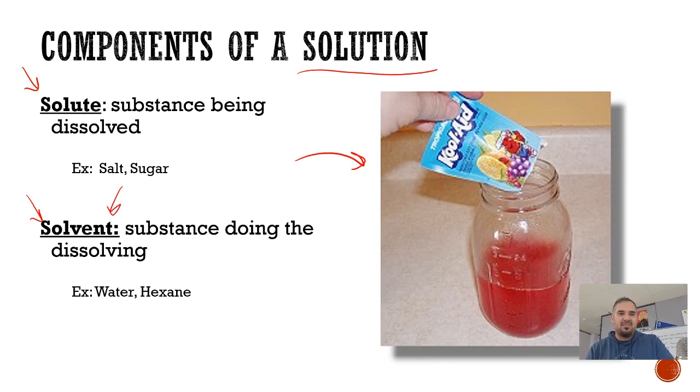And then your solvent is the thing that does the dissolving. In most scenarios, that thing is going to be water. So the solute is going to be the lesser quantity, the thing that you have less of. And then your solvent is going to be the thing you have more of.